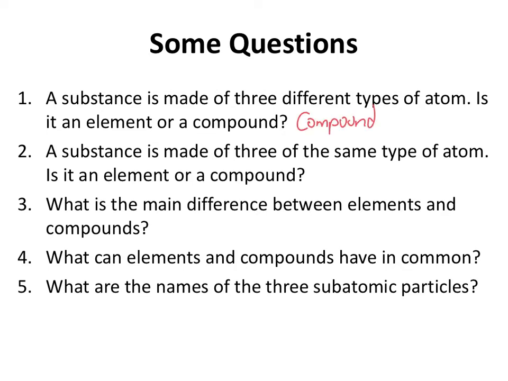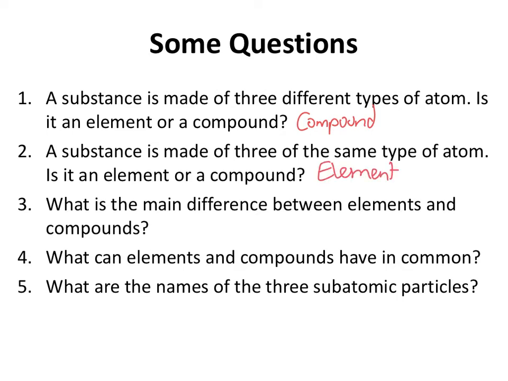Okay, the next one. A substance is made of three of the same type of atom. Is it an element or a compound? So let's remind ourselves about our definitions. An element is a substance made of only one type of atom. This tells us it's the same type of atom, so this is an element.